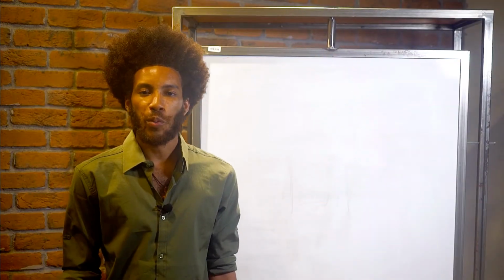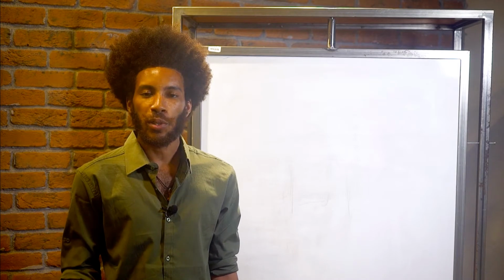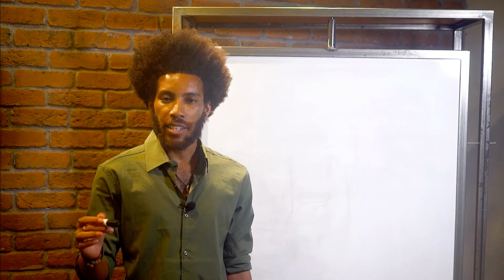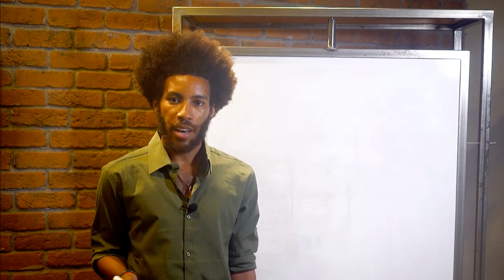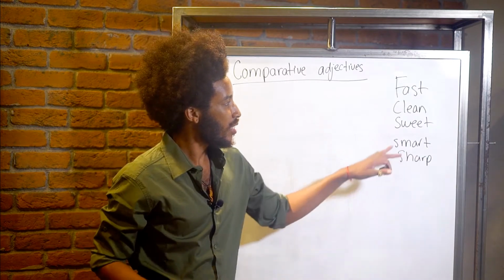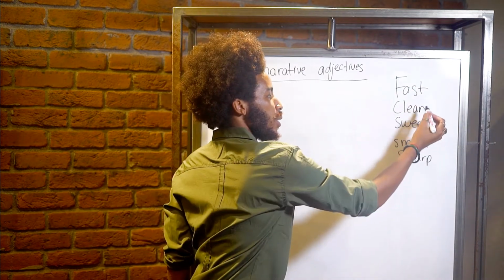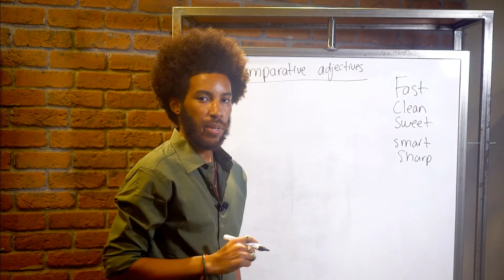In this video, we will discuss comparative and superlative adjectives. Comparative adjectives show differences between two nouns. To form the comparative adjective, you add ER to the adjective if it contains one syllable. I will give you some examples. As you can see, these adjectives have one syllable, so we can add ER to each of them to create the comparative version. Now, I will use them in a sentence for you.